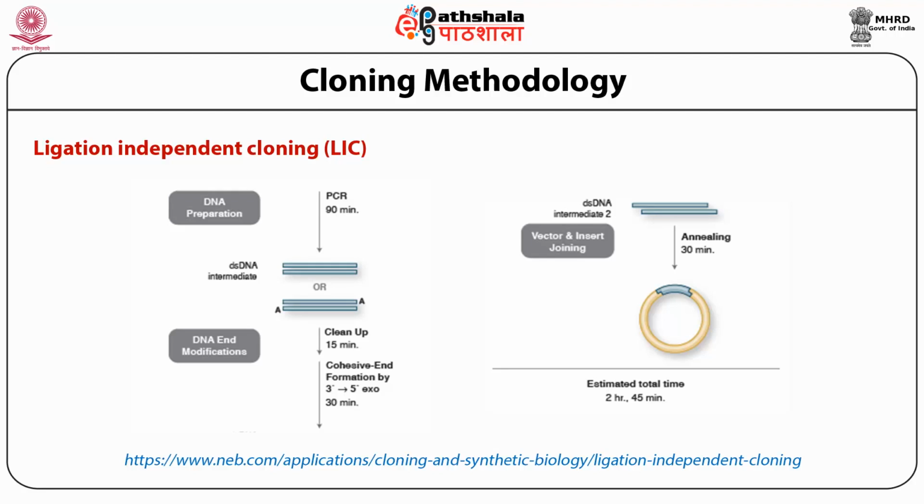Now we will have the vector, which will have similar cohesive ends generated by similar methods. By annealing, by incubating these two products together in the presence of T4 DNA ligase, we will have our gene of interest cloned at the site in the vector.